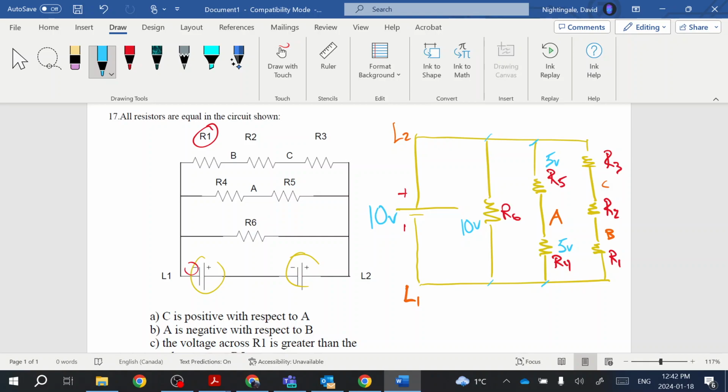All right. And then we do the same thing on this branch here. From that point to that point is going to be 10 volts. Again, directly in line with our line 1 and line 2 across 10 volts. But this time divided among 3 resistors. So we're going to end up with 3.3 repeating across each of those.